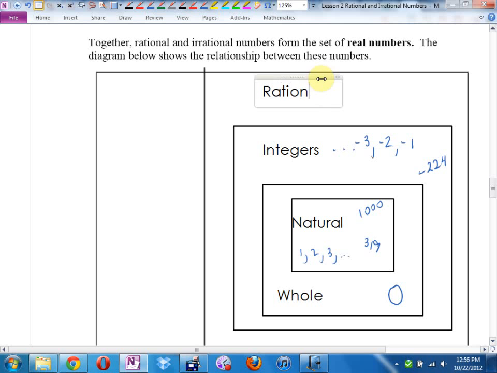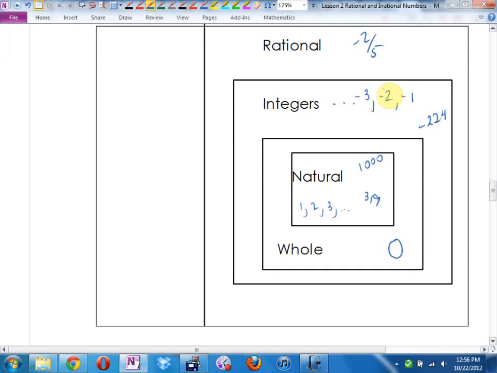These are the rational numbers, and these include any fractions. Give me a fraction. Let's go negative 2 over 5, just to remind us that it can be a negative fraction as well. It includes decimals, like 0.63. It includes repeating decimals, like 0.1223, where the 223 repeats.